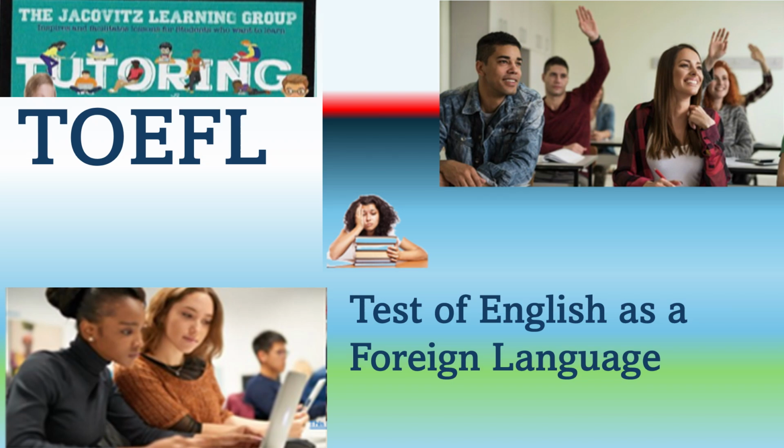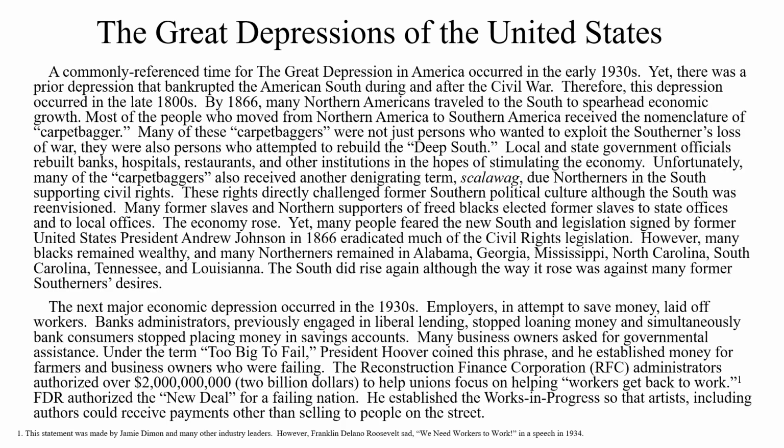Okay, so more skills for a test of English as a foreign language. We already read this about the Great Depressions, and there were several. We went over that there was the Great Depression that came during the 1860s, early, right before slavery ended, and then right after. And then the next major depression occurred in the 1930s.